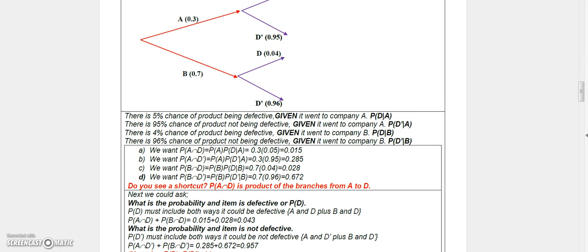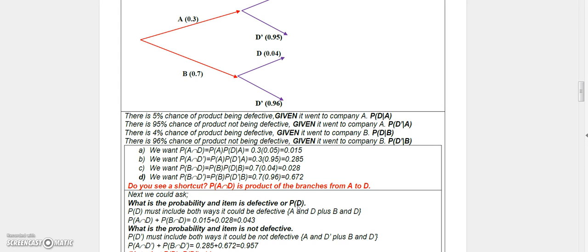Alright, now what could we ask next? Well, next we could say, what is the probability that an item is defective? That should say "an item," not "A and D." The probability that an item is defective. Now I just want the probability of defective.